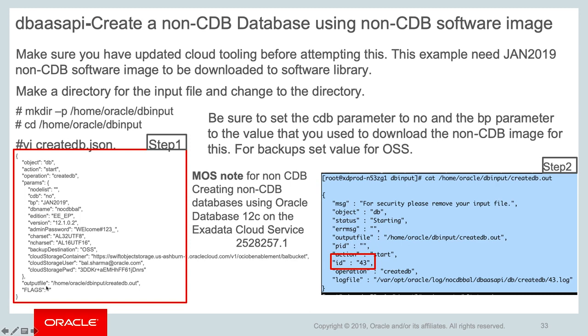Lastly, I am specifying the output file, which is the createdb.out file. When you run this step 1, it will create the output file. Here I'm doing a cat of that output file which got created earlier, and the important information in this is the ID parameter. The ID value is 43. I'm going to track this value in my next command, and it also provides you the log location. It says that the object database status is starting, and the output file is here, along with a corresponding log location.